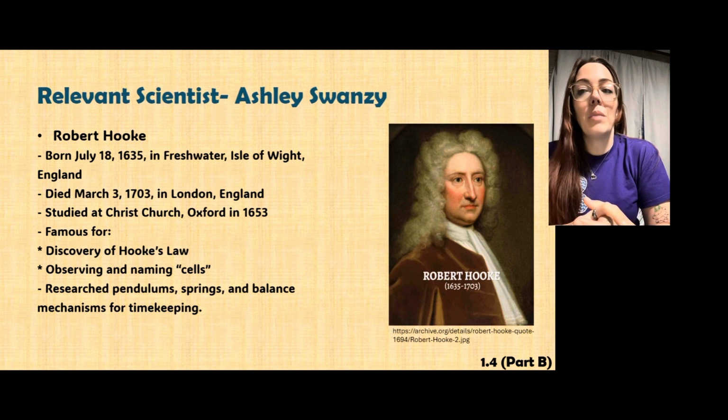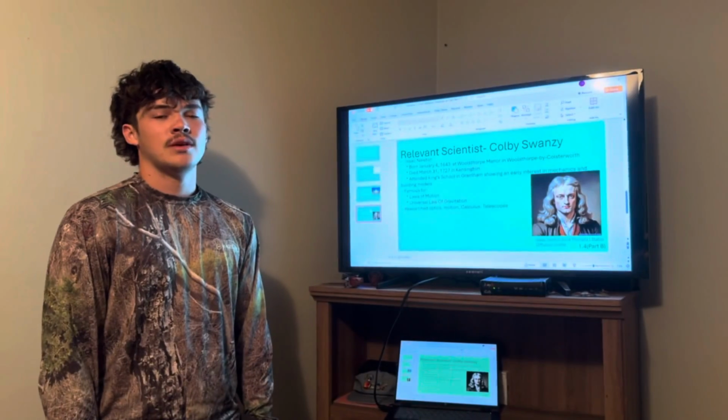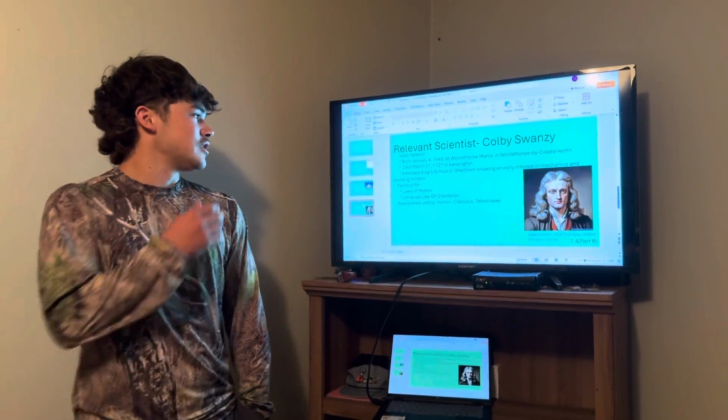cork under his microscope. He did research many things, but one was pendulum springs and balance mechanisms that were used for timekeeping. This research helped him to revolutionize timekeeping by inventing the balance spring, earning him recognition as a pioneer in precision mechanics. A relevant scientist of Hooke's law is Isaac Newton.